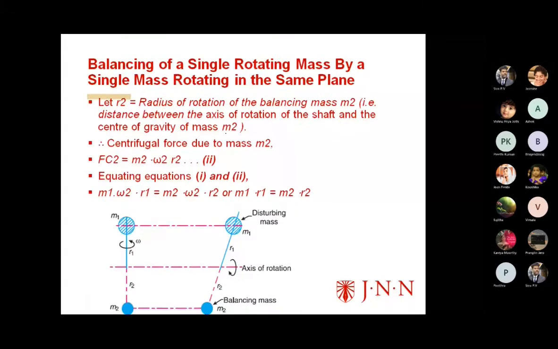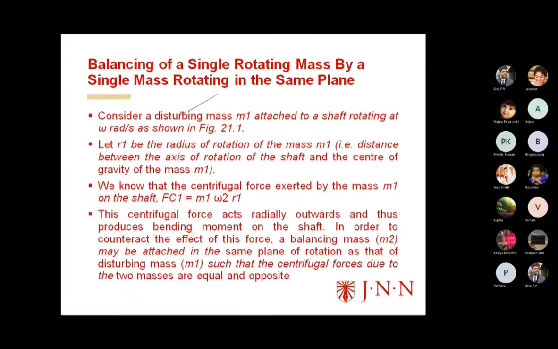So mass m1 is rotating at omega. When it rotates, it moves through a particular angular displacement. So the shaft is rotating at omega, in radians per second, as shown in the figure below. Let R1 be the radius of rotation of the mass M1.